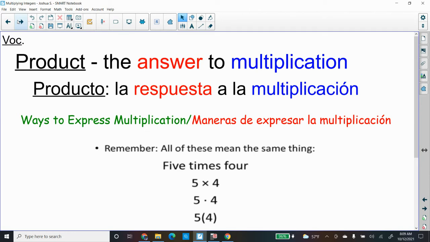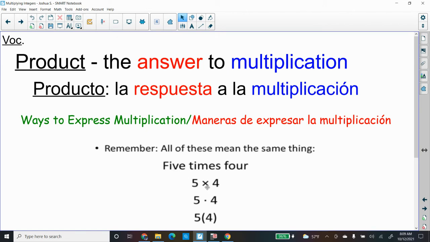All right, let's get started. Here's a vocabulary word you should know about multiplication. Product is the answer to multiplication. Ways that we express multiplication. Here's 3 ways that I want you to know. So remember, all of these mean the same thing. So we usually use the times sign, or we'll write in words, 5 times 4. That's important when we get into translating algebraic expressions. So you have to know that.